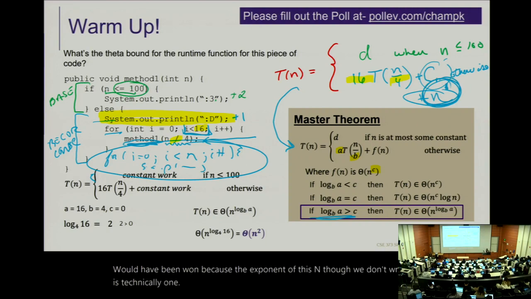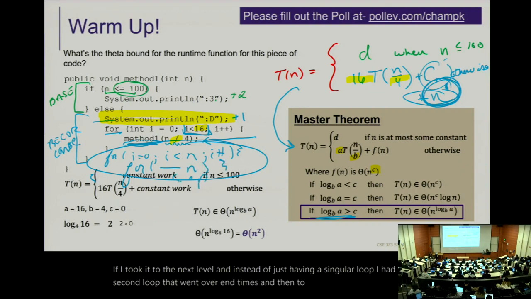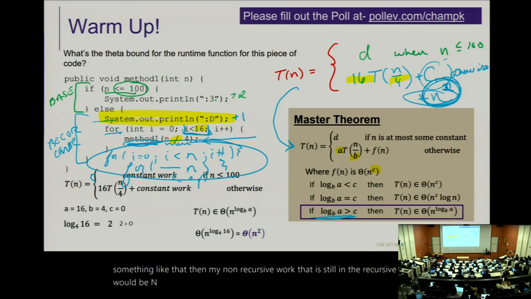If I took it to the next level, and instead of just having a singular loop, I had a second loop that went over n times, and then System.out.println or something like that, then my non-recursive work that is still in the recursive case would be n squared plus some constant. And in that case, C would be 2, because it's that exponent on the term of n.